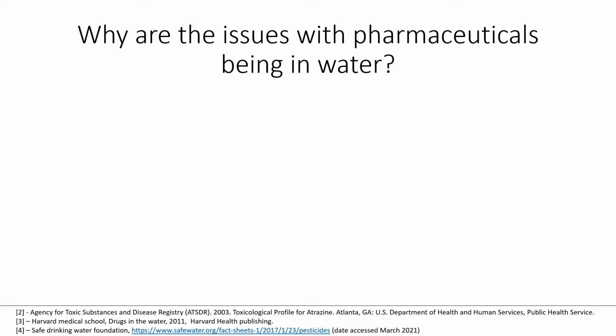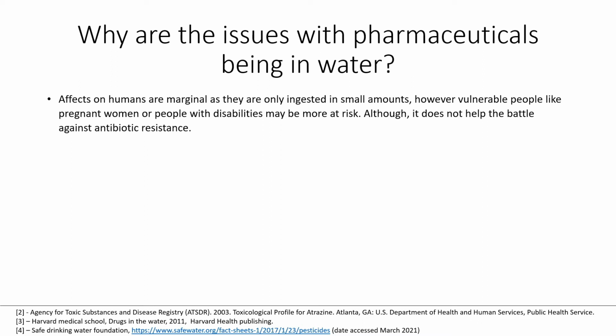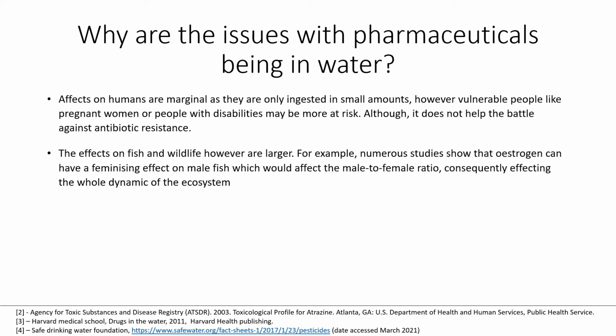What are the issues with pharmaceuticals being in water? The effects on humans are marginal, as typically the concentration of pharmaceuticals in drinking water is very, very small. However, vulnerable people may be more susceptible to any effects. It also does not help the battle against antibiotic resistance, because you don't want to be unknowingly ingesting antibiotics and building up a resistance. It would be a marginal resistance, but it's not great that it's there still. The effects on fish and wildlife, however, are a lot more significant.